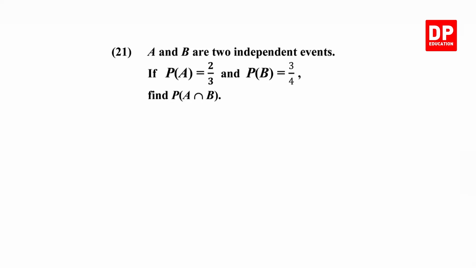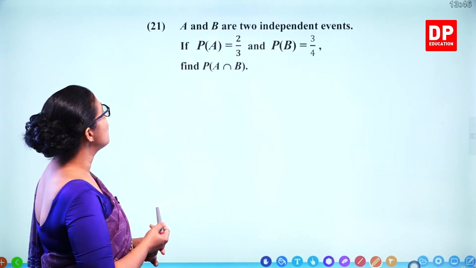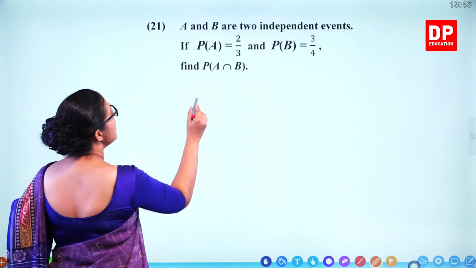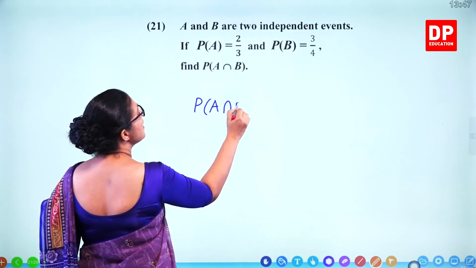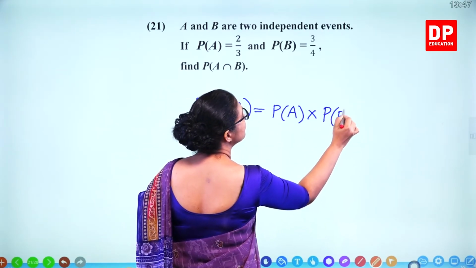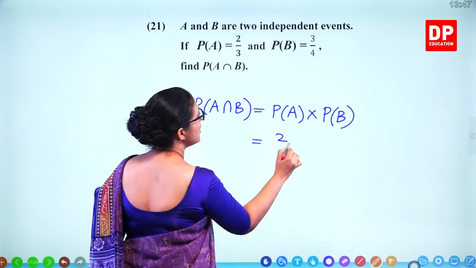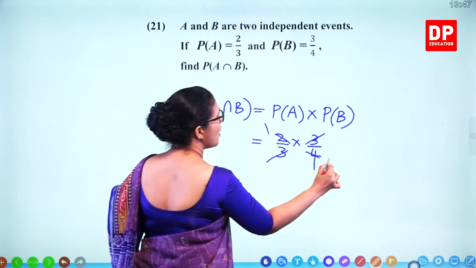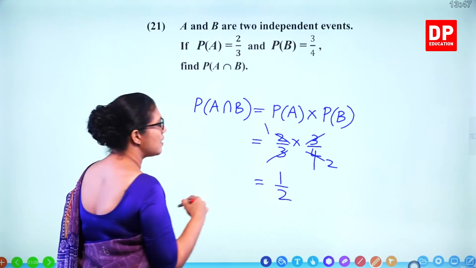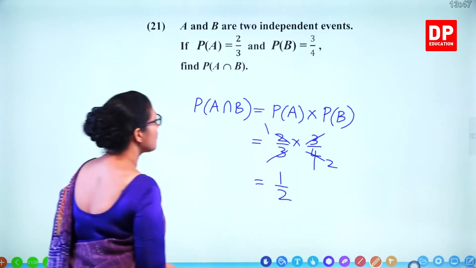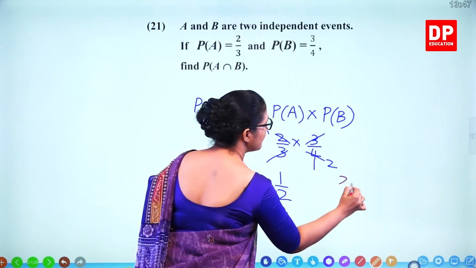Question number 21. A and B are two independent events. P(A) equals 2/3, P(B) is 3/4. Find the intersection. So if the two events are independent, A intersection B is multiplication of the two probabilities. So P(A) is 2/3, P(B) is 3/4. 3 and 3, 2 times 1, 2 times 2. So you get half. So that's the intersection. So you get 2 marks for this.